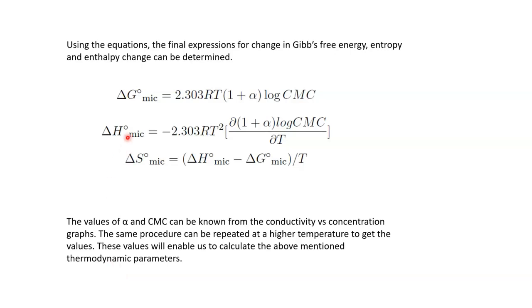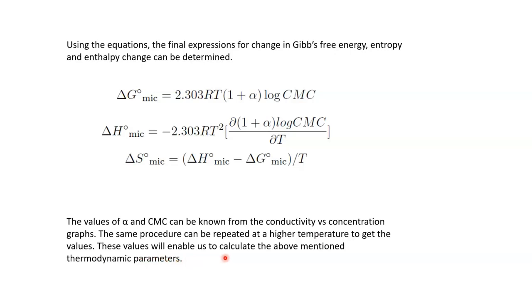Now here in the expression of delta H naught of micellisation, we can see that inside the differential term we have kept the alpha term as well as the CMC term. That means this alpha as well as the CMC vary with temperature, and that is why we have to keep them inside the differential term. Otherwise we would have to consider the value of alpha or CMC as constant, which is not possible, and that is why we are conducting this experiment at two temperatures. Now the values of alpha and CMC can be known from the conductivity versus concentration graphs. The same procedure can be repeated at a higher temperature to get the values. These values enable us to calculate the above mentioned thermodynamic parameters.